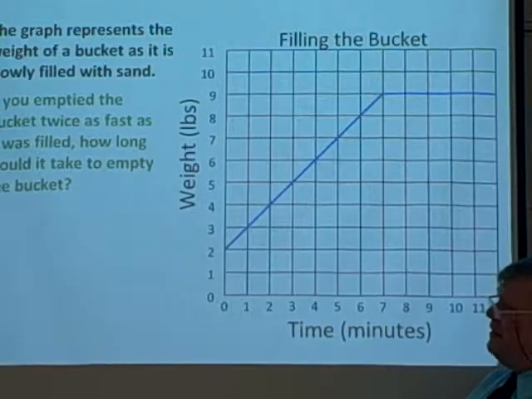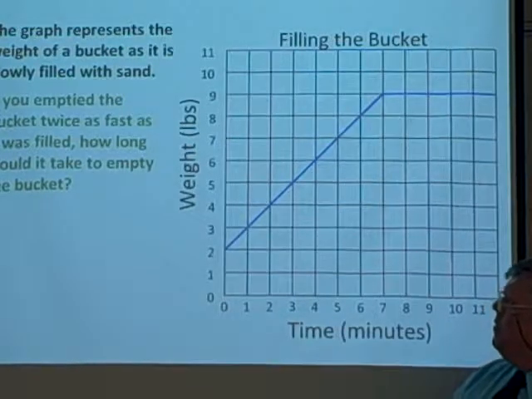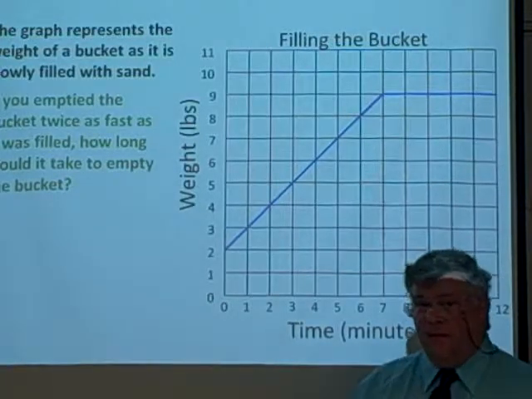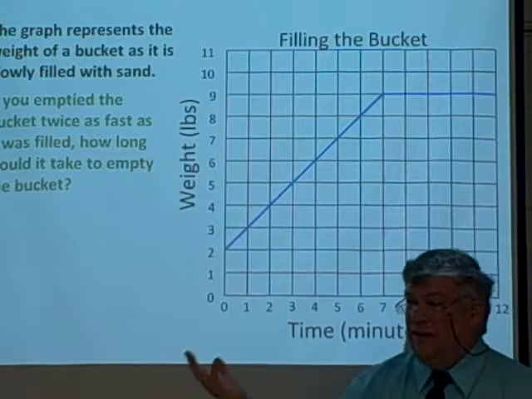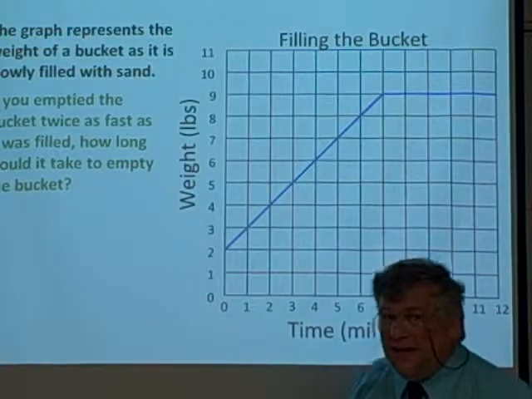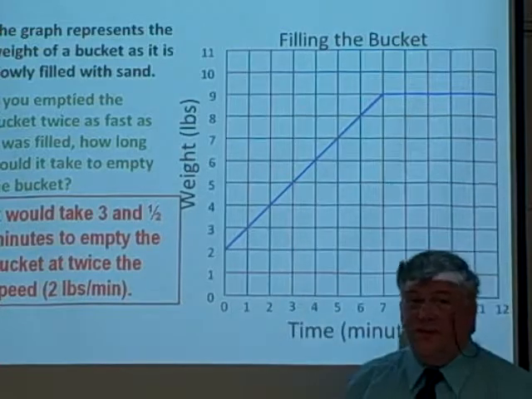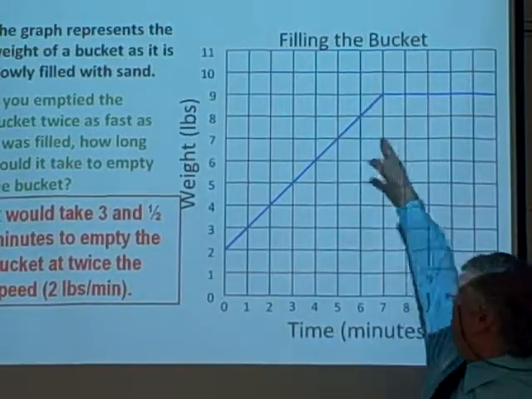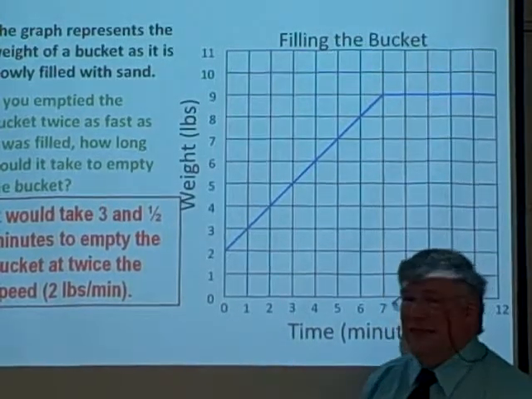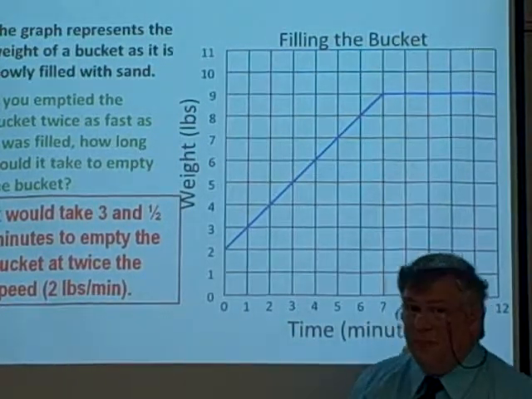If you empty the bucket twice as fast as it was filled, how long would it take to empty the bucket? Well, it took 7 minutes to fill the bucket. And if we're dumping it out twice as fast as we filled it, that means it's going to take half the time. So what's half of 7 minutes? 3.5 minutes. So if you're asked this first, you'd have to figure out how long it took to fill the bucket, the 7 minutes, and then cut it in half to find out how long it takes to empty it if it's twice as fast being dumped. The speed would happen to be 2 pounds per minute, by the way, on that.